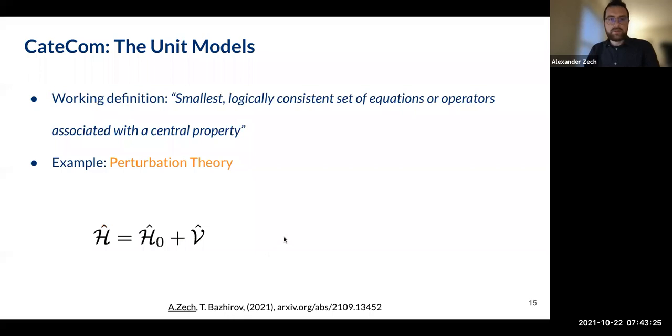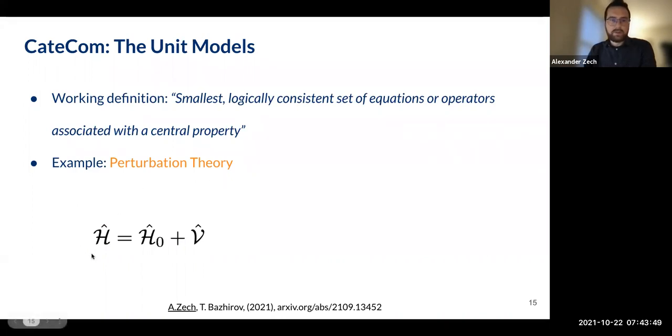And these unit models are currently, our working definition for them is that they are the smallest logically consistent set of equations or operators associated with a central property. So it means we draw some line how to separate a given model into unit models. And an example for that would be perturbation theory.